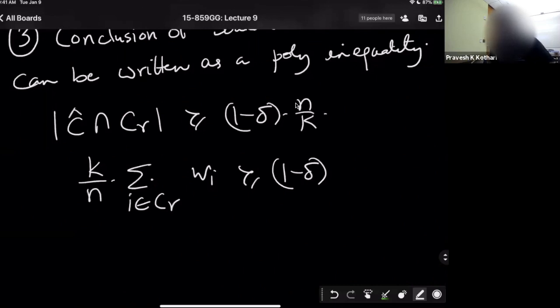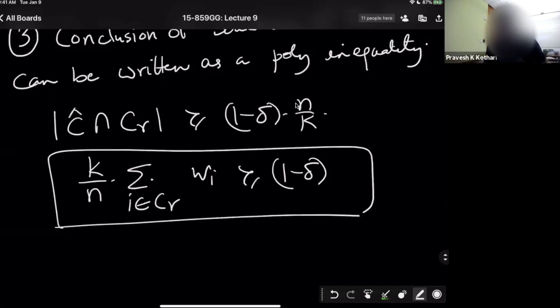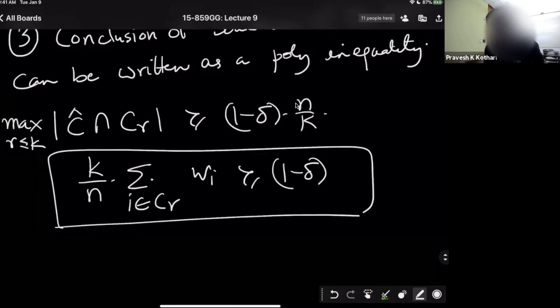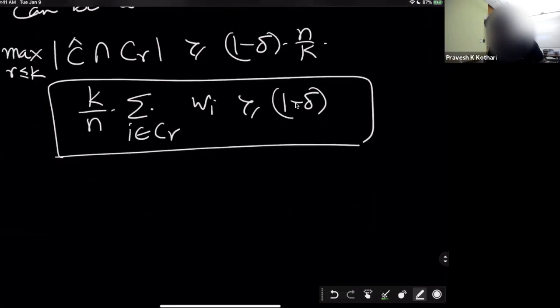You agree that, if I wanted to phrase the statement that C intersects the true cluster CR in 1 minus delta fraction of the points, then that's equivalent to this polynomial inequality, in fact, a linear polynomial inequality in W's, right? But I don't quite have this. I have max outside here. Max of a bunch of polynomial inequalities is not a polynomial inequality in W, right? But we'll just do a slight trick to make it one.